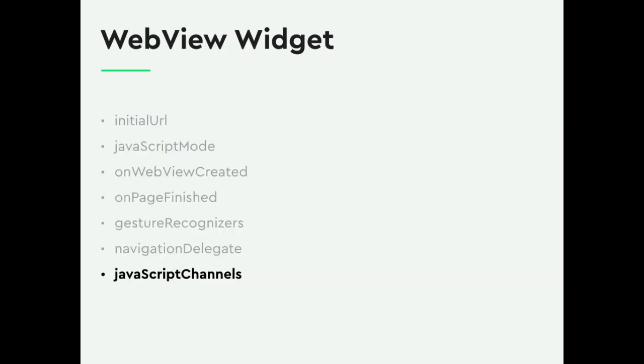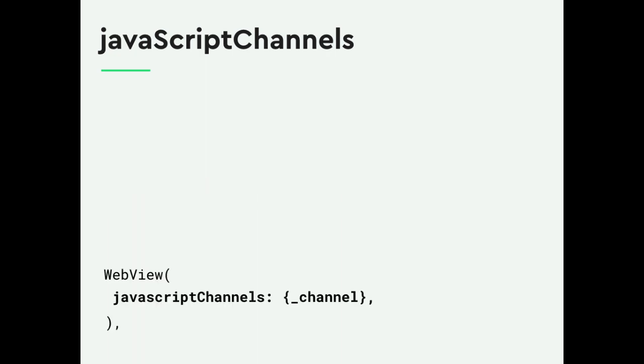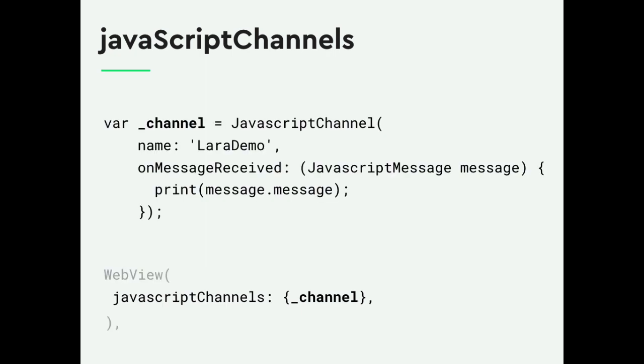The last feature I'm going to talk about from the WebView widget is JavaScript channels, which is really cool. This basically allows JavaScript to communicate with Flutter. As you can see, we can have our channels, and we can have more than one. In this case, I'm just having one for the sake of the example. Basically, I just define it in my project as a variable. I have a channel. Bear with me, it's going to be easy to understand.